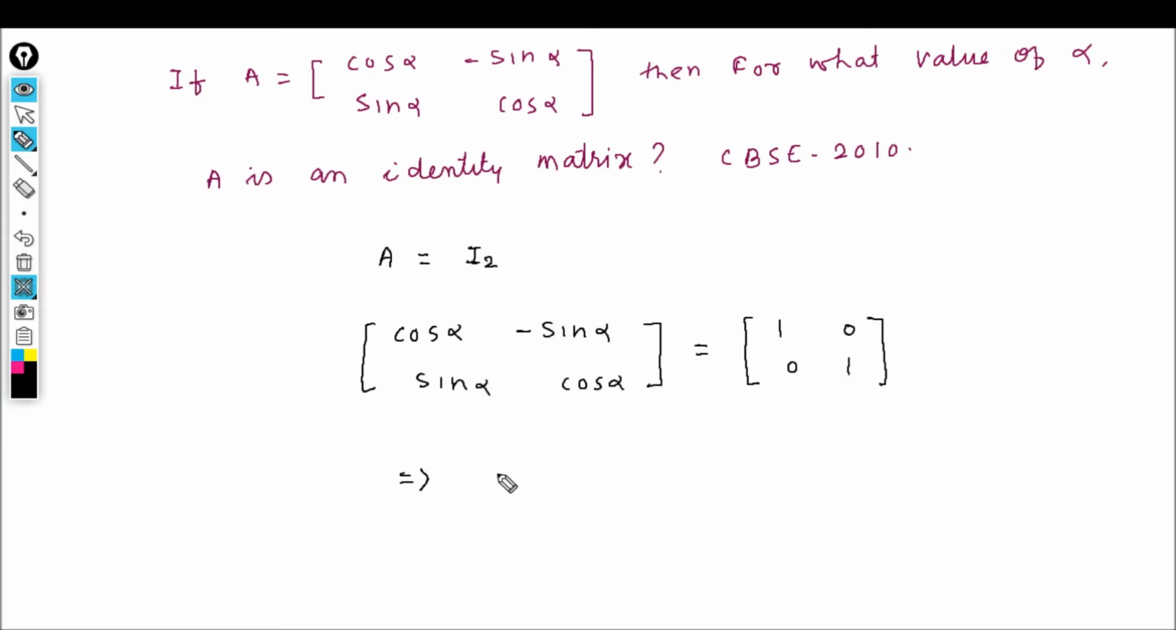So this implies बच्चों cos alpha is equal to 1. So this implies cos 0 is equal to 1. So this implies cos alpha is equal to 1, cos 0 is equal to 1. This implies alpha is equal to 0. So that is our answer.